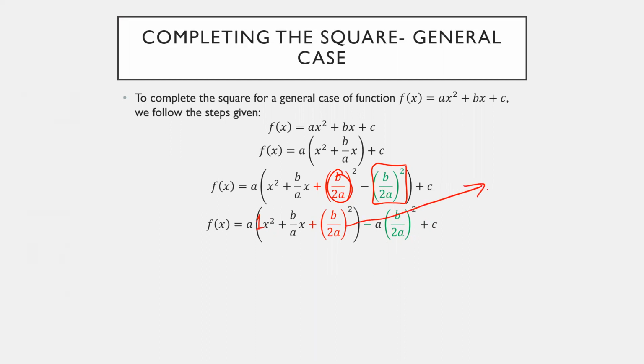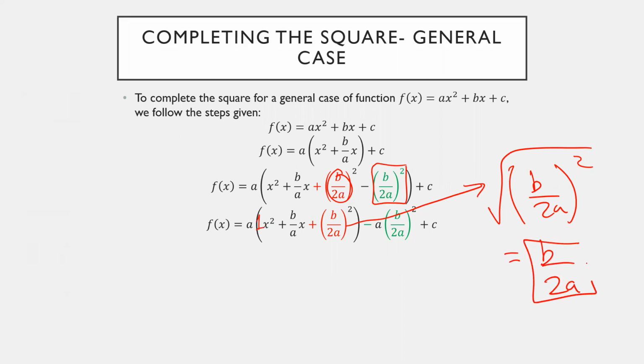So what is the square root of b over 2a squared? Well, I hope everyone understands that when you take the square root of a square, it actually cancels out and we end up with b over 2a. And again, the reason for that is because squaring and taking the square root are inverse operations. So then we end up with b over 2a as our square root, right? So we have x plus b over 2a, and again, we're adding because we keep the sign of the middle term, which is b over a x.